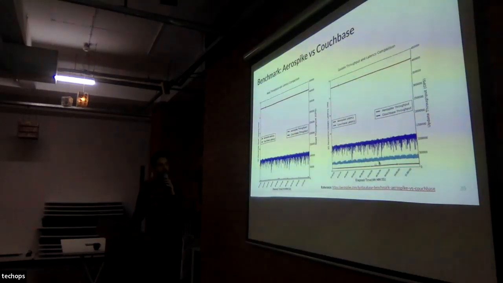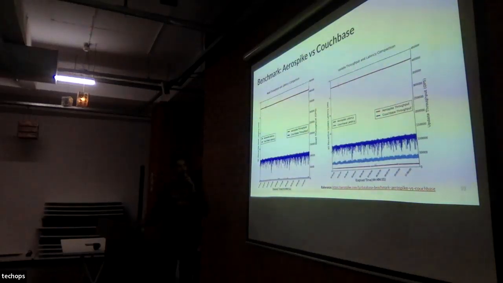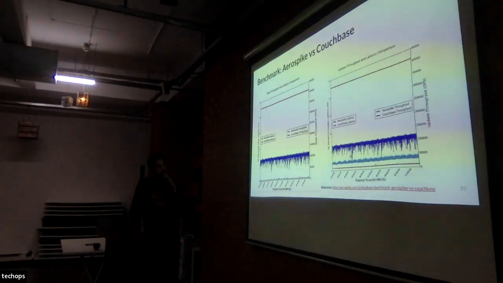So this test was done keeping in mind that more than 90% of the cache hit rate would be there on the Couchbase side, because that's the most optimized thing for Couchbase. Still, you can see the response time and the latency is very consistent for Aerospike compared to Couchbase, where you can see a lot of spikes, right?